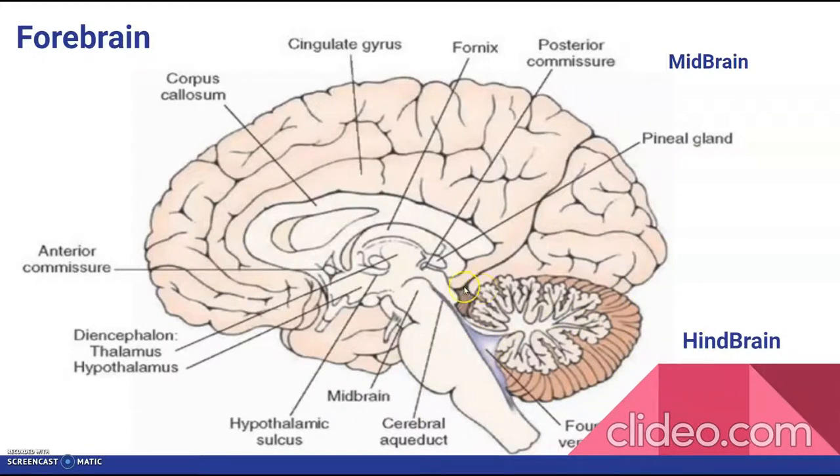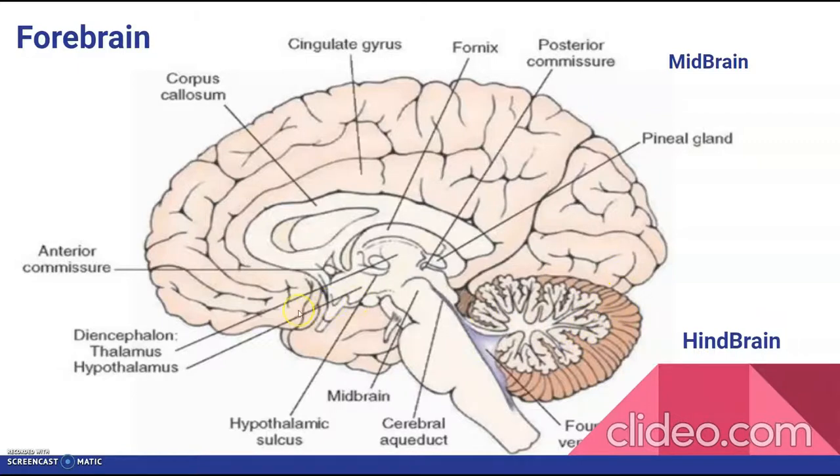The hindbrain comprises the pons, cerebellum and medulla. This part, the medulla oblongata, and the pons consist of fibrous tracts which connect different regions of the brain. The cerebellum, this part, has a very convoluted surface, and it provides additional space for many more neurons.